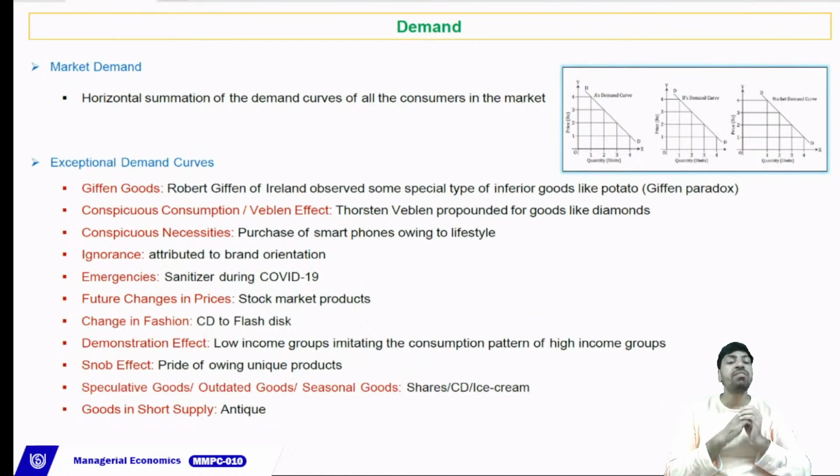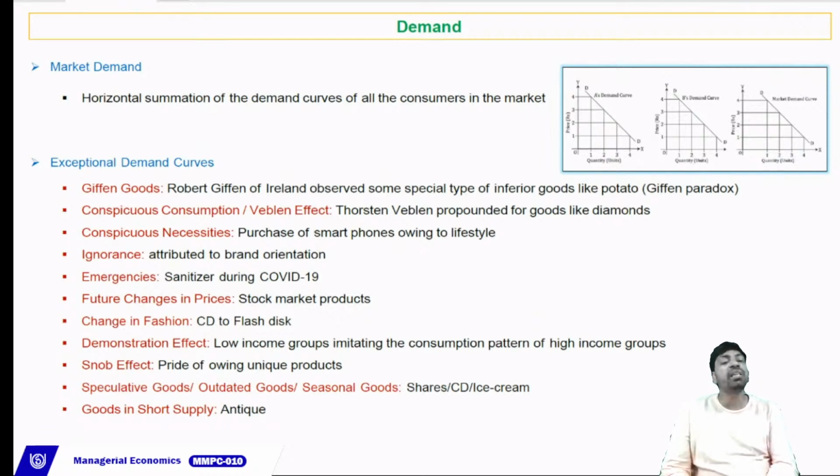Next one is the snob effect, that is, unique products. Your pride and humor would show up by having unique products that nobody else has, but you have. So demand has no boundary where such a pride effect would come up from you, and that's called the snob effect.